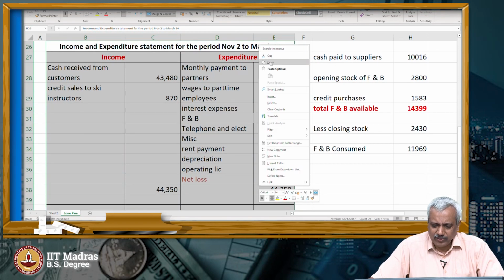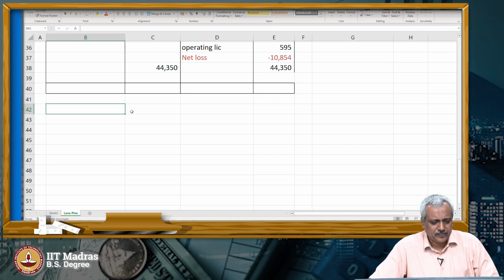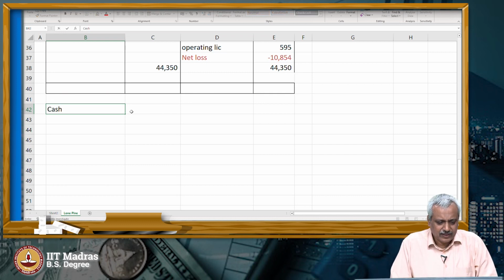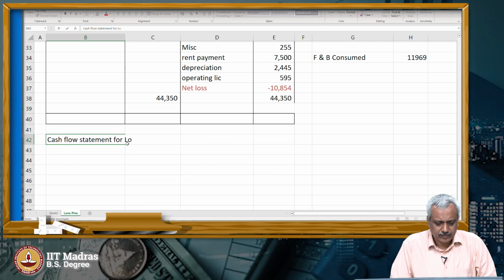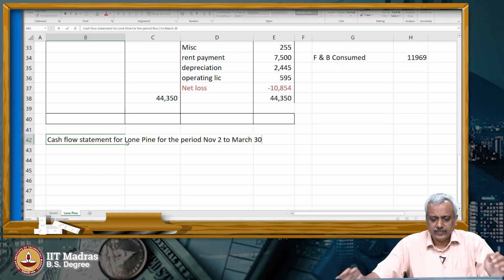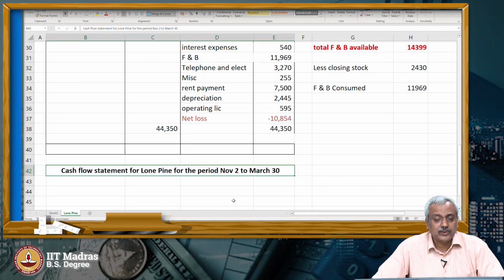Okay, let me prepare a cash flow statement out there. I am going to prepare a cash flow statement for Lone Pine Cafe for the period November 2nd to March 30th. That is exactly what we had out here, and I am just going to use the same thing out here.